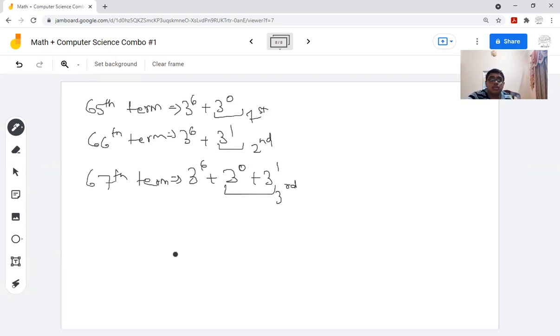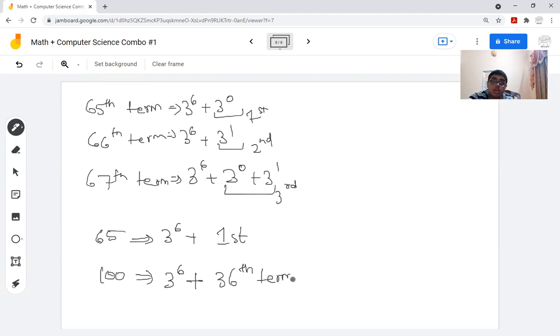So you notice that if the 65th term gets mapped to 3 power 6 plus the first term, what would the 100th term be? We want the 100th term. That would be mapped to 3 power 6 plus actually, what's 100 minus 64? The 36th term. So it would suffice for us to find the 36th term. That's the major thing.